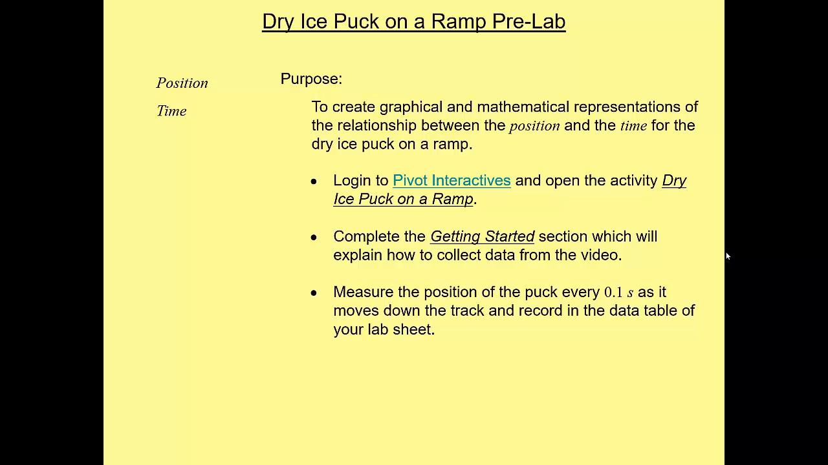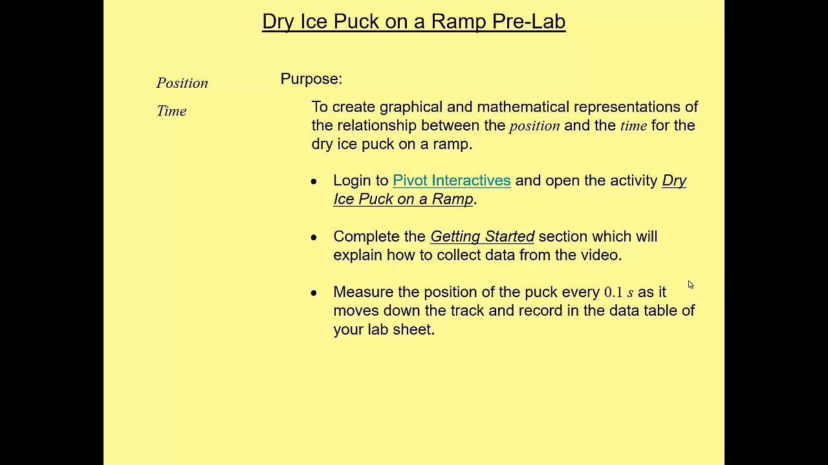Then, once you understand how to use the equipment, you're going to measure the position of that puck every 0.1 seconds. So you'll see on the data sheet it goes 0, 0.1, 0.2, 0.3, 0.4, 0.5, all the way up to, I think, 0.9 seconds. Anything past that, it gets to the bottom before then. And you're going to measure the position with the ruler inside of it for each 0.1 second and see where it is.